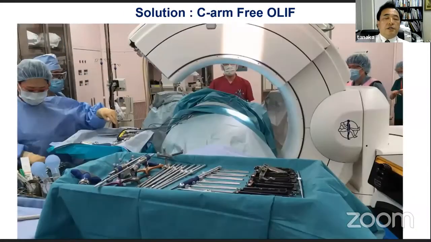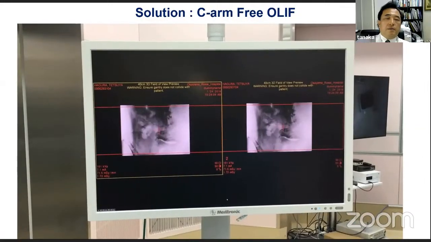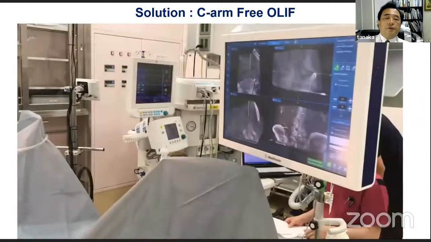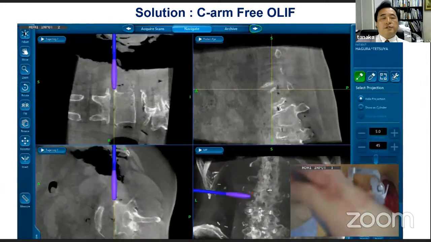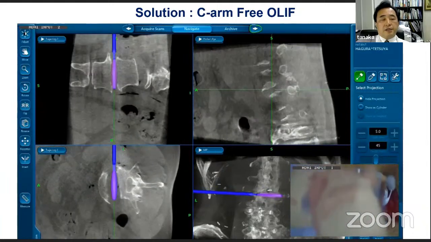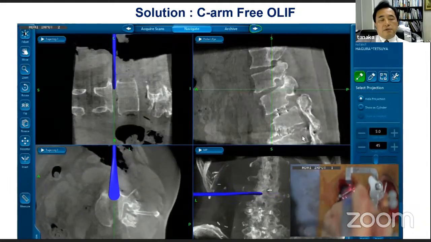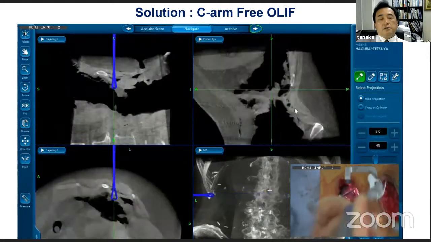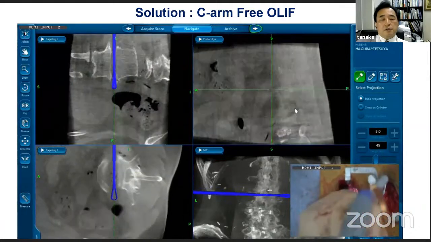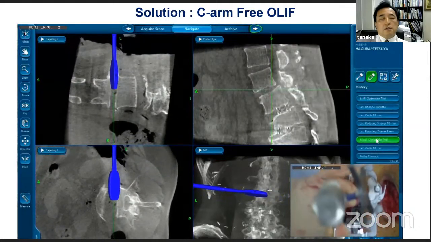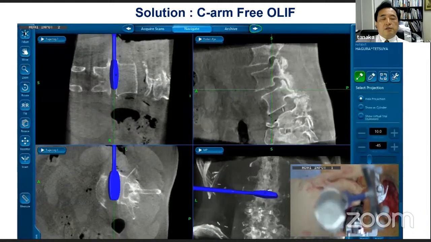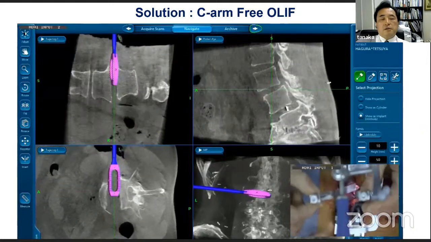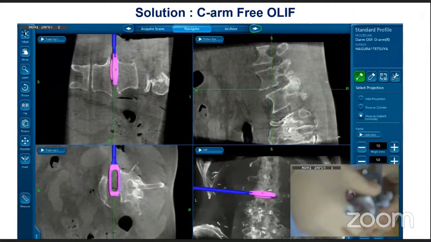So let me show you our technique. We never use monopolar. We call this technique monopolar-free OLIF. We always use navigation. This is a navigated shaver, navigated core. The most important thing is the actual image. Navigated curette. The trial is also navigated. You can measure the length and then put the cage like this.